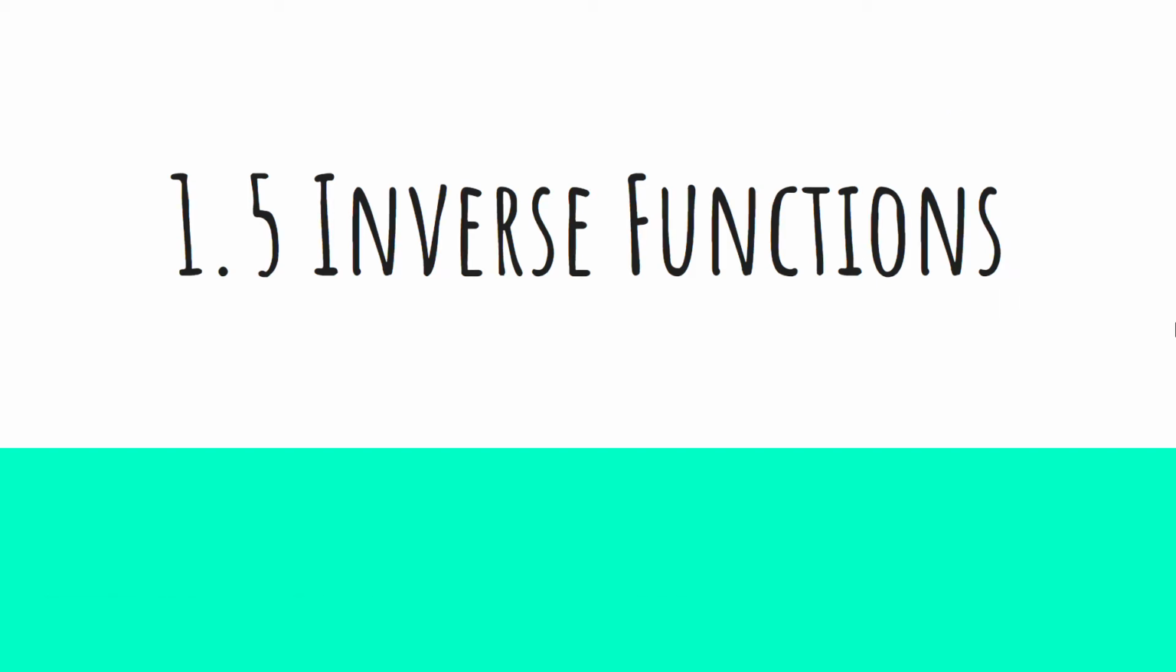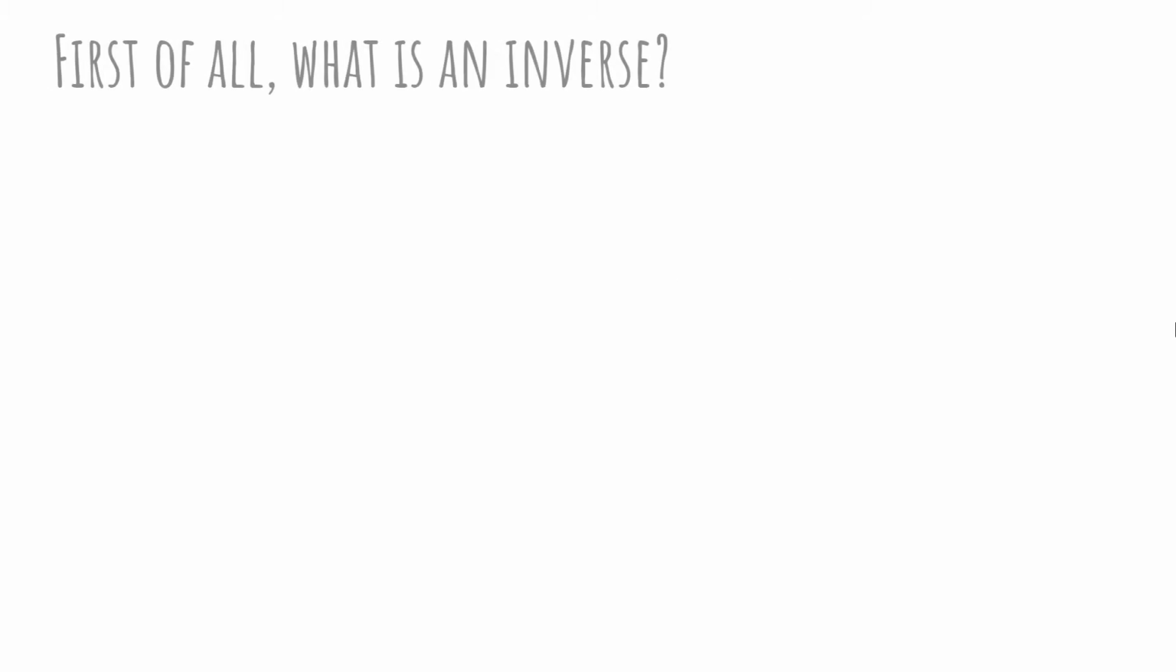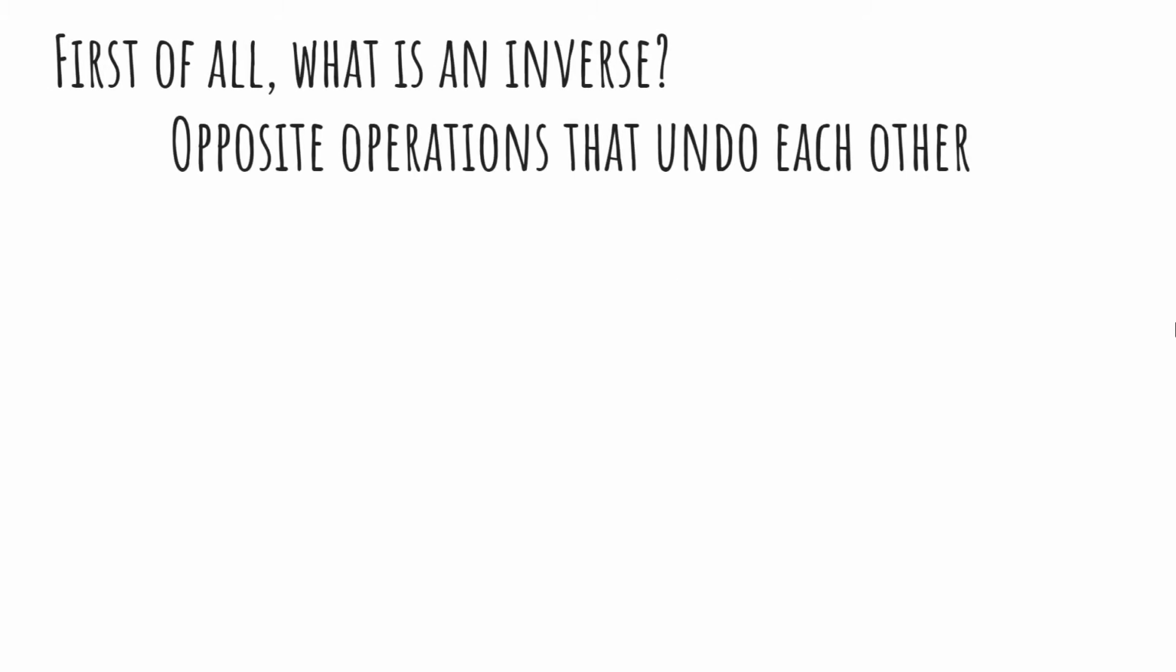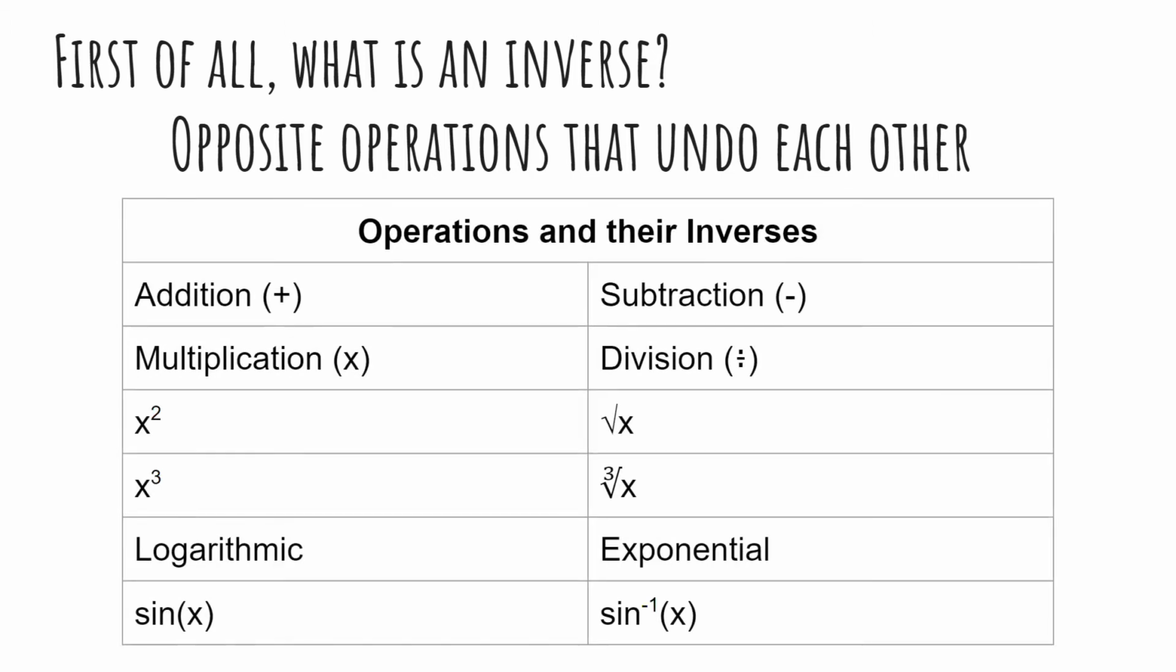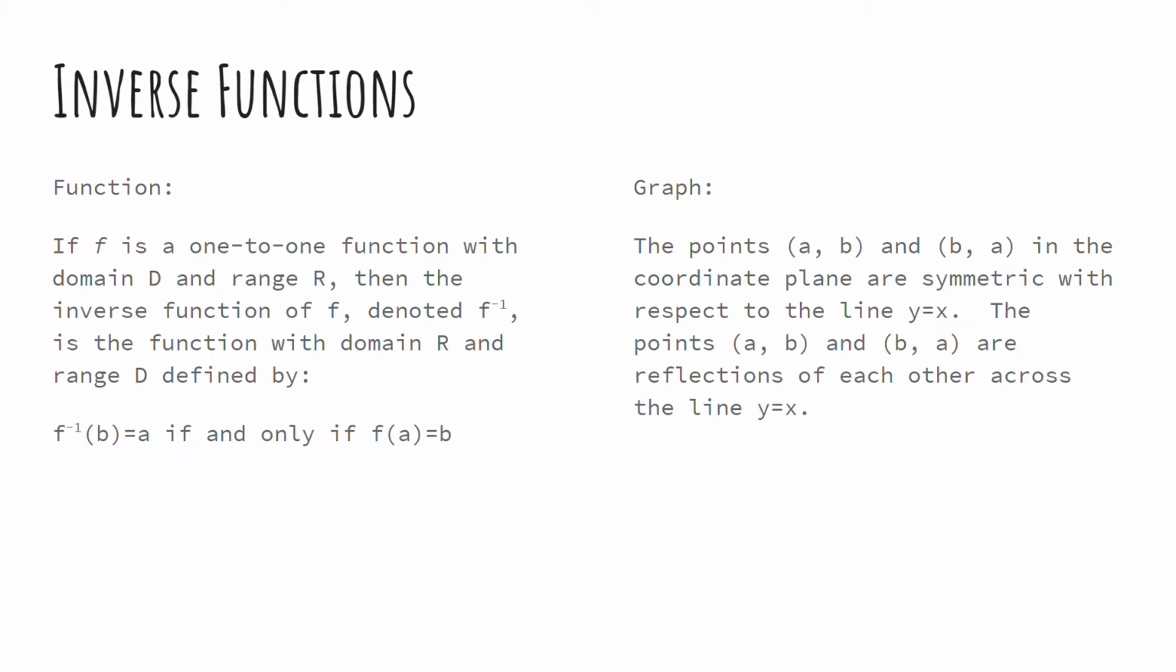Okay, so we're going to look at inverse functions. And inverse means opposite operations that undo each other. So some examples: you've got addition and subtraction, which are inverses, multiplication and division that are inverses, something squared and something square root, those are inverses. You're just undoing the operation. So when you first learn to solve equations, you use inverses a lot.